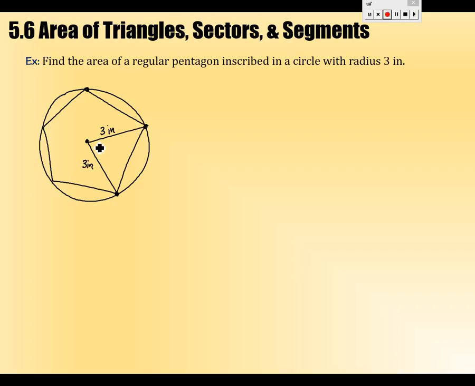I guess we need the angle too. That's 72 degrees. How'd you figure that out? Oh, 360 divided by 5. Okay, I'm with you. All right, so the area of that triangle we can figure out. I think I know where you're headed with this. The area of the triangle is what? 1/2 side times side times sine of 72.